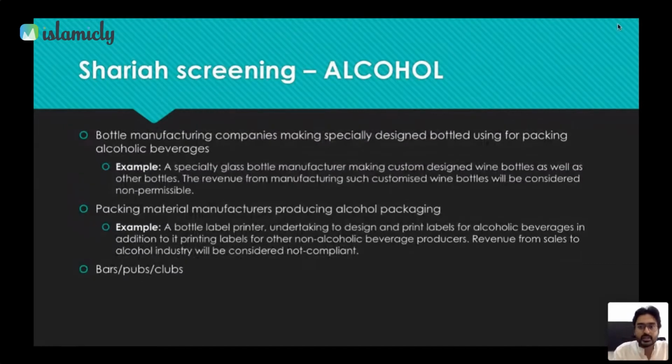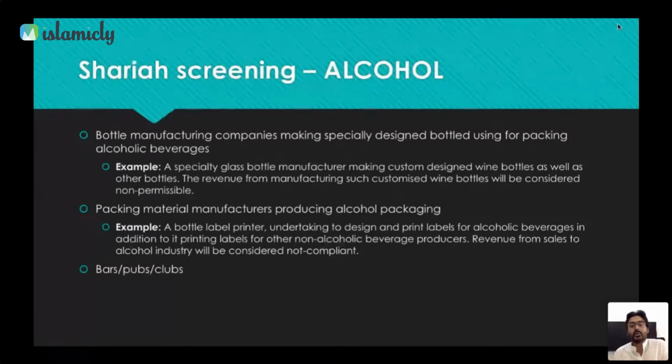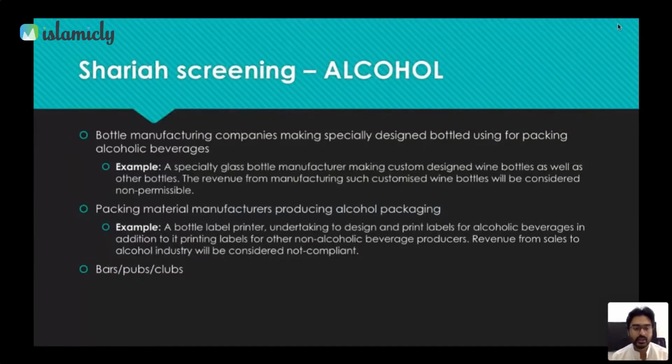Okay, I've already spoken about the bottle manufacturer, so I'll just read it out. Bottle manufacturing companies making specially designed bottles used for packing alcoholic beverages. Example: a specialty glass bottle manufacturer making custom-designed wine bottles as well as other bottles. The revenue from manufacturing such custom-designed wine bottles will be considered non-permissible, whereas the other revenue from regular bottles will be considered permissible.